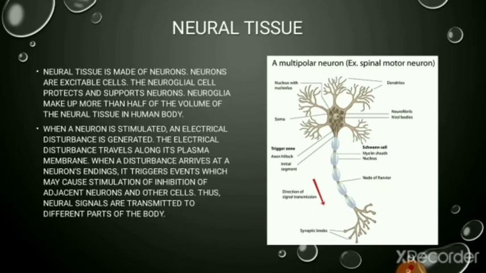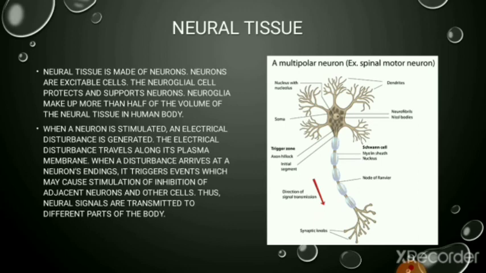Now the last type of tissue, that is neural tissue or the nervous tissue. Neural tissue is made up of neurons. Neurons are excitable cells. The neuroglial cells protect and support the neuron. Neuroglia make up more than half of the volume of the neural tissue in the human body. So neuroglial cells form the basic portion, the main part of the nervous system of our body.